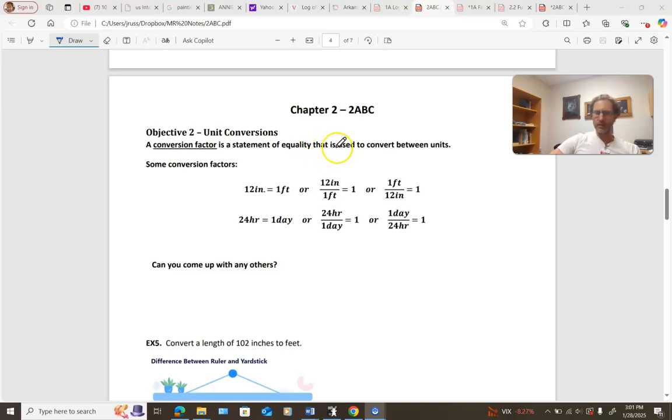We had talked about these in the last video, but if you look right here, all a unit conversion is just a statement of equality essentially. It says 12 inches is equal to 1 foot, or 24 hours is equal to 1 day. Whatever it is that you're measuring, both of those measurements represent the same quantity.